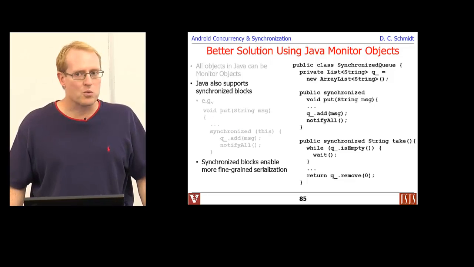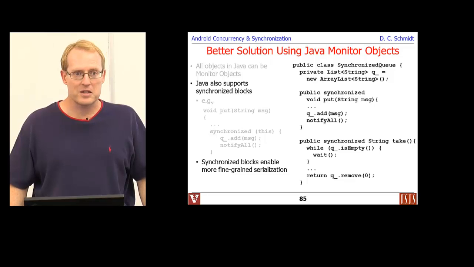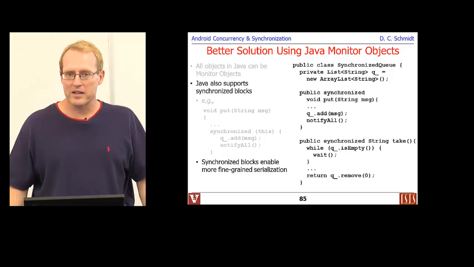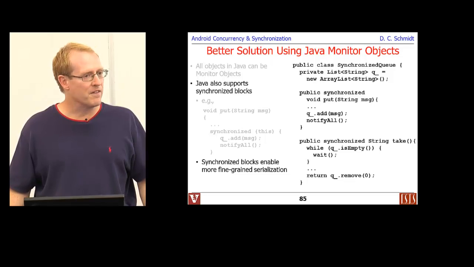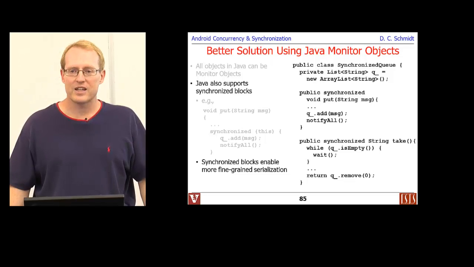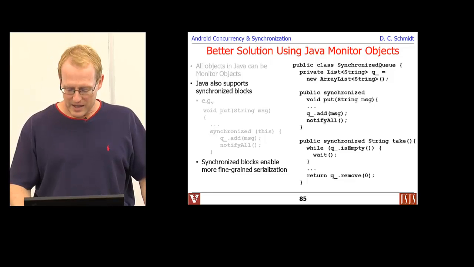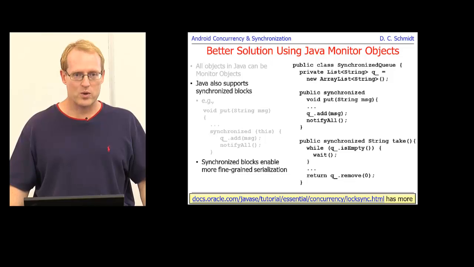An interesting question is, what are the pros and cons of having synchronized methods versus synchronized blocks? And the main issue is that you end up with the ability to have finer level granularity of locking. You don't have to lock the entire method. You can only lock a part of it where mutual exclusion is necessary. And there's more discussion about this at this website as well.